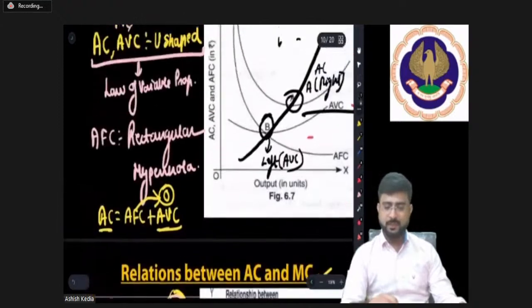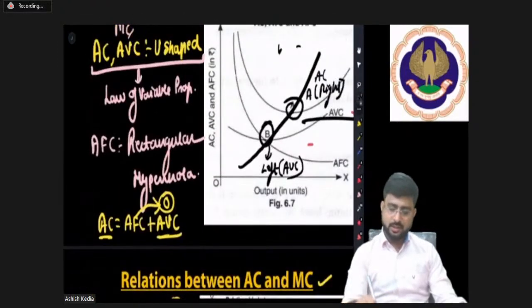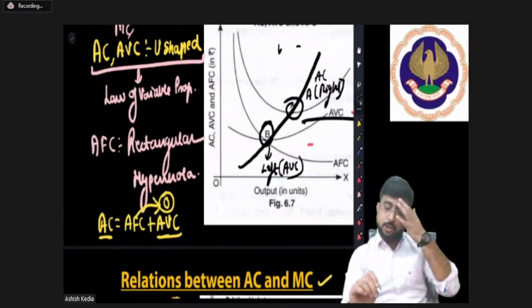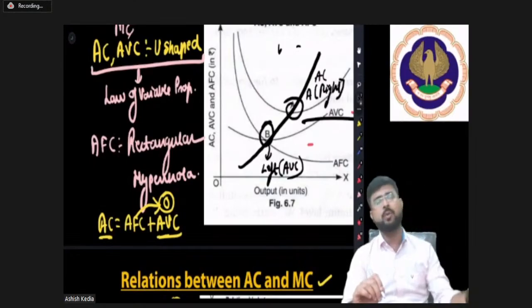So it's basically, yes, the correct answer is left. The correct answer is left. The minimum point of AVC is to the left of minimum point of AC.